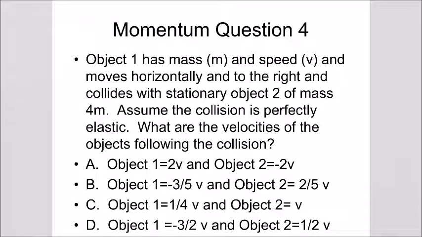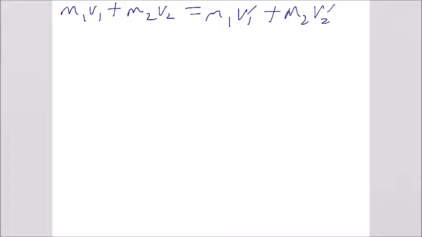So we're going to go over to the next slide to work this one out so that we have some space. First of all, momentum is conserved. So we're going to set up a conservation of momentum equation. We're going to say m1 v1 plus m2 v2, that's the initial momentum of both objects, is equal to m1 v1 prime plus m2 v2 prime. So this is the momentum before and the momentum after the collision.